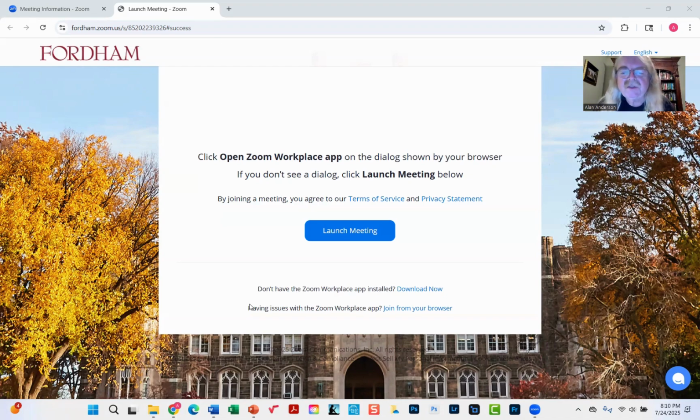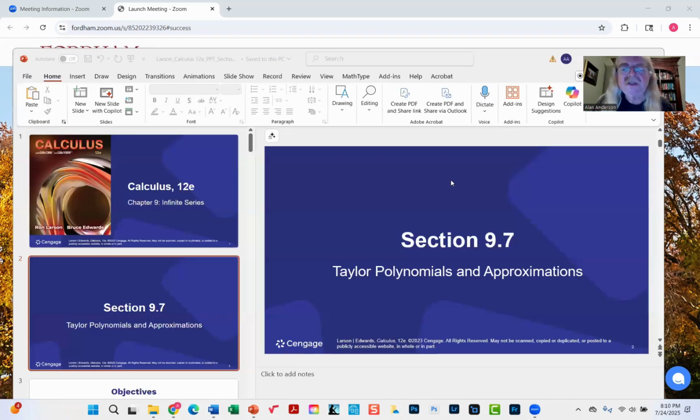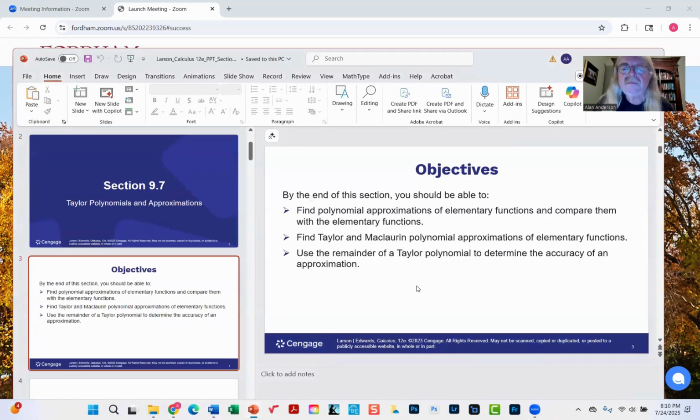Especially this first topic, the Taylor series approximation, it's an awfully useful tool to help us come up with reasonable approximations to functions that we're working with, especially when the functional form itself is not really known. So we'll start here with 9.7. And we're going to see both Taylor and Maclaurin polynomial approximations of elementary functions.